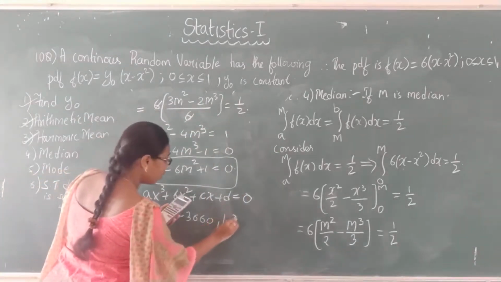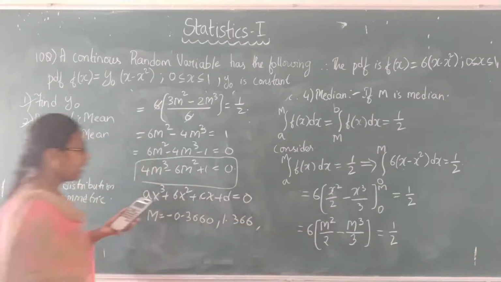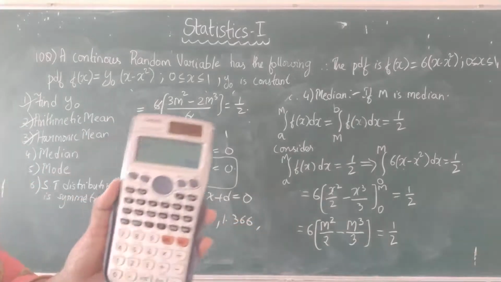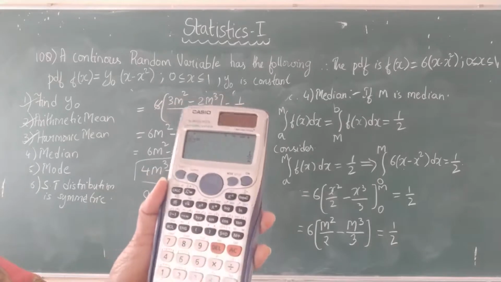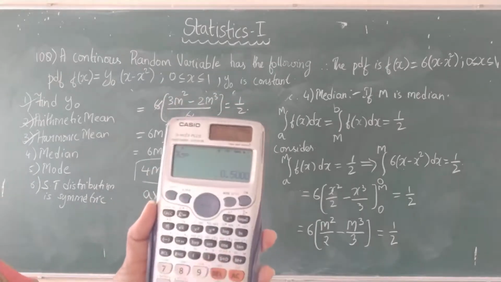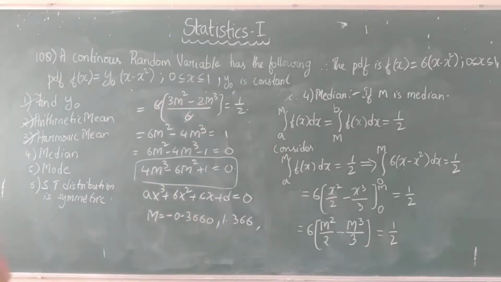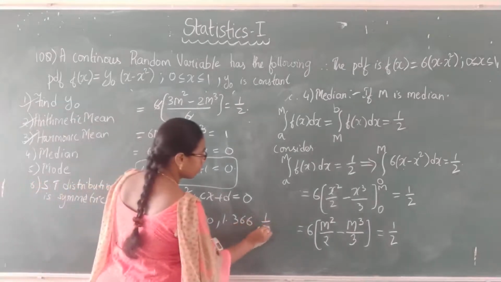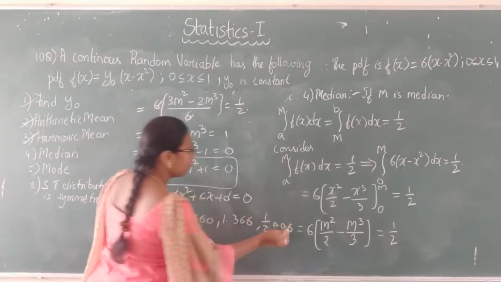One more is 1.366. And you press once again equals to. Are there any other values? So next value is 1 by 2. So 1 by 2 is 0.5, 1 by 2 or 0.5.